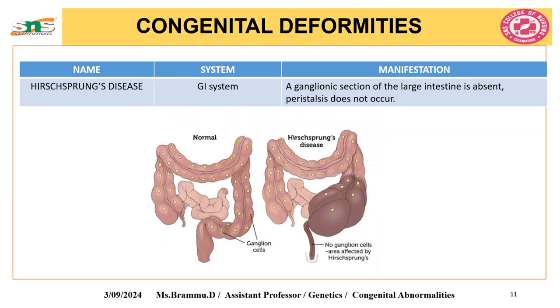So next is Hirschsprung disease. So you can compare, that is the normal ganglionic cells, and when there are no ganglionic cells, what happens to the large intestine. So this deformity is mostly seen in the sigmoid colon and the rectum. Here, what happens is the ganglionic cells of the large intestine are totally absent, and because of this absence of cells, there is no peristalsis, which causes dilation as well as enlargement of the large intestine in the sigmoid and the rectal colon.